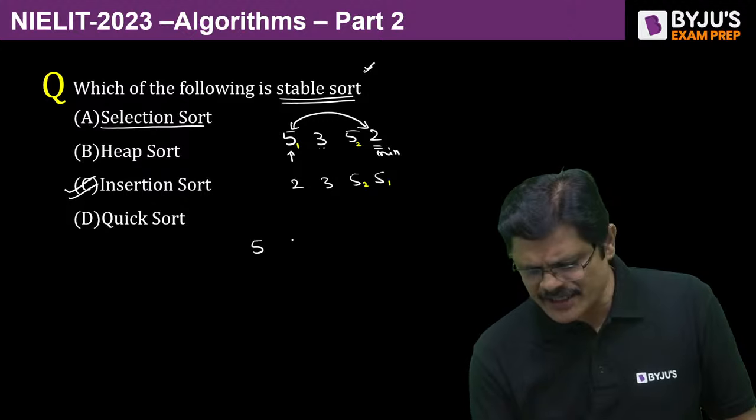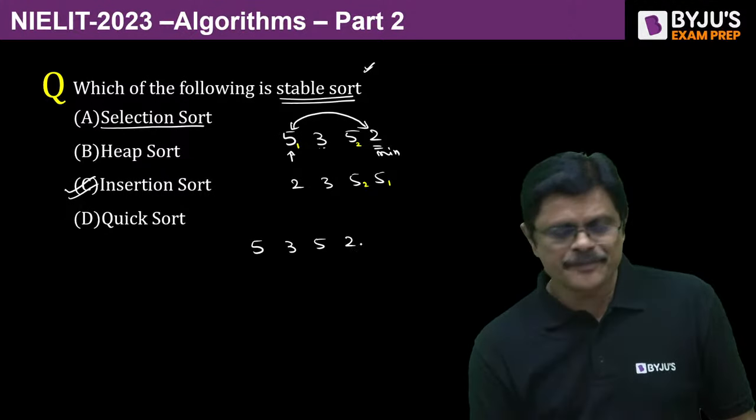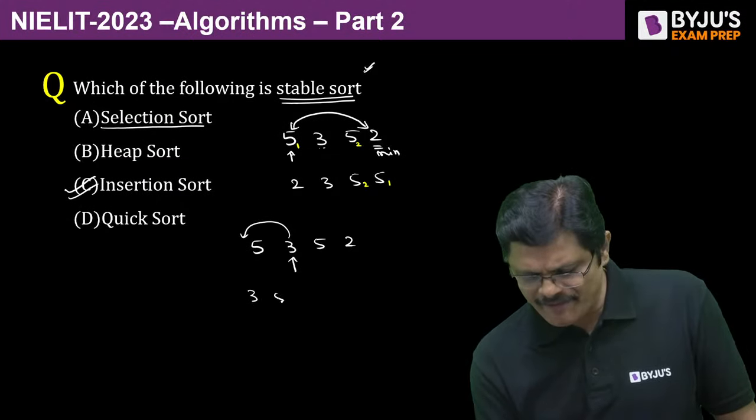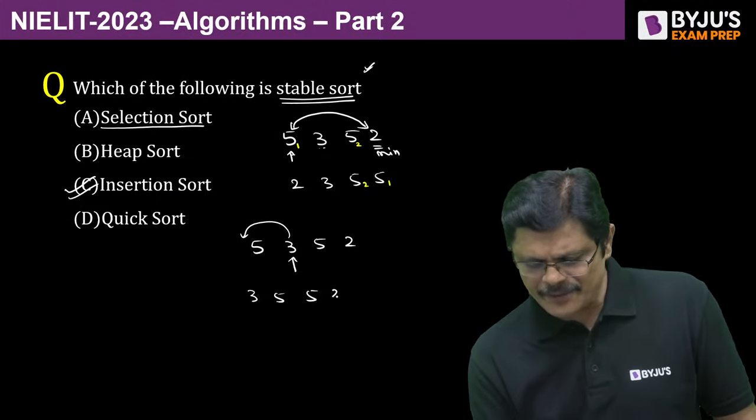You can just check the same example, 5 3 5 2. So what happens? This element is taken and it is placed at its correct position. So 3 5 5 2. Now what happens?